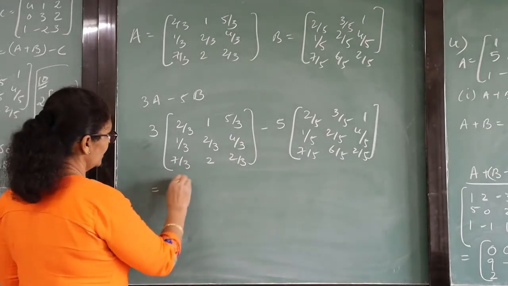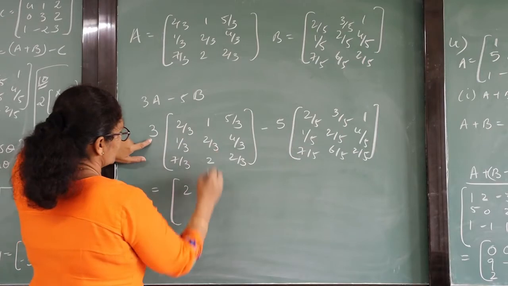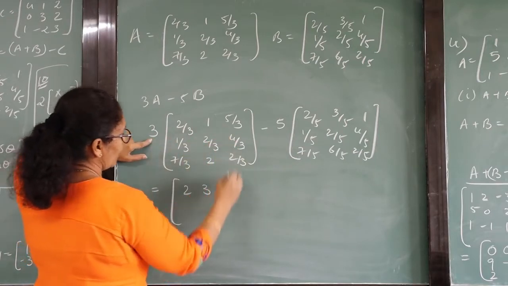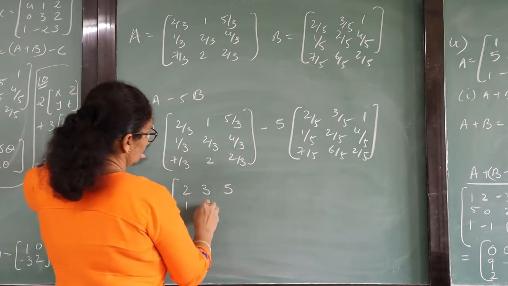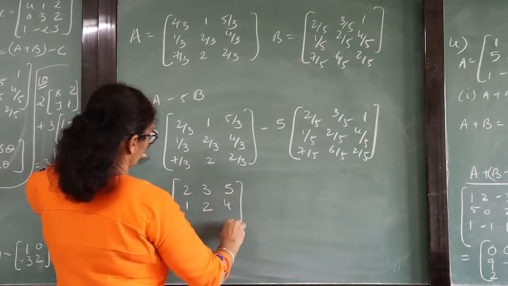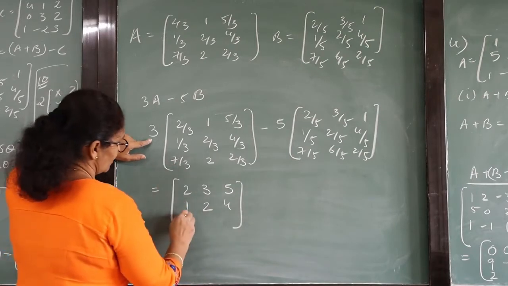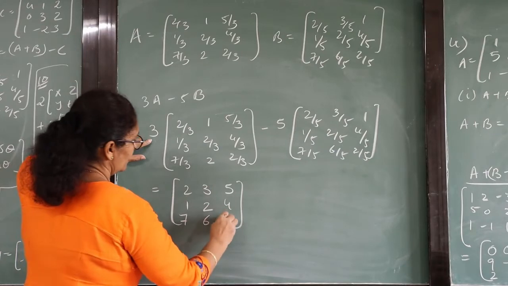So what you will get? 3 3 cancel, 2. 3 ones are 3. 3 into 5 by 3, 5. 3 into 1 by 3, 1. 3 into 2 by 3, 2. 3 into 4 by 3, 4. Similarly, 7 by 3 into 3, 7. 3 2s are 6 and 2.